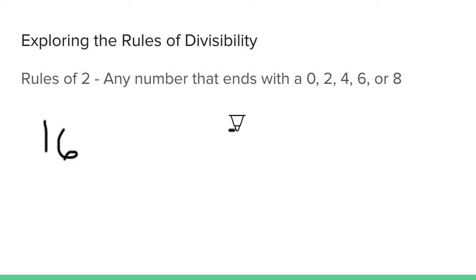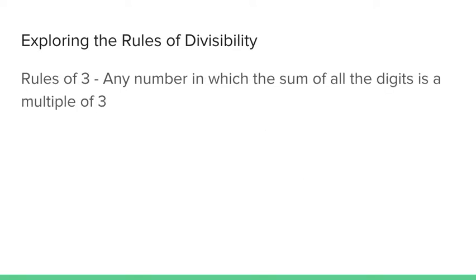Okay, it could be as large as 2,468. Any number, once again, that ends with a 0, 2, 4, 6, or 8 is divisible by 2. Let's move on. Now let's look at the rule for whether or not a number is divisible by 3.